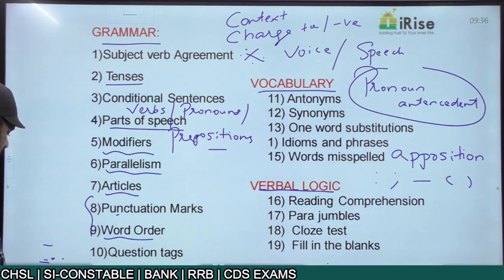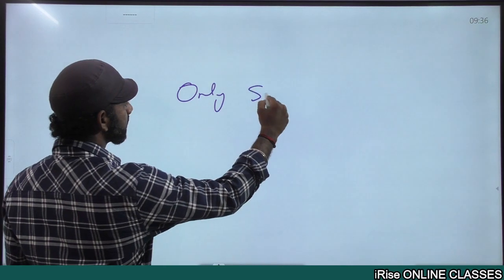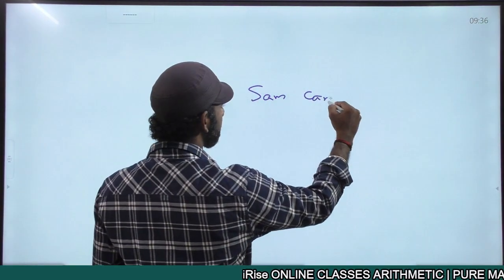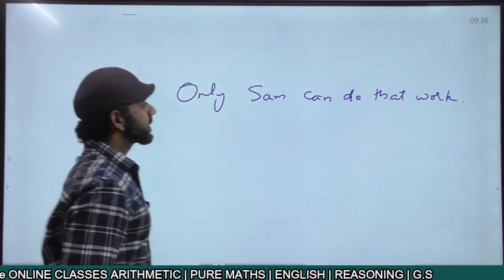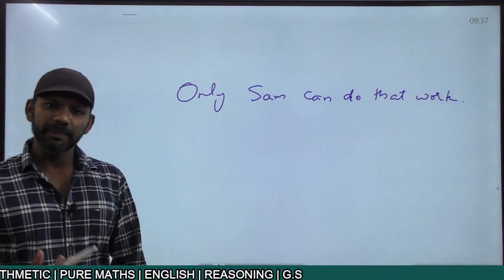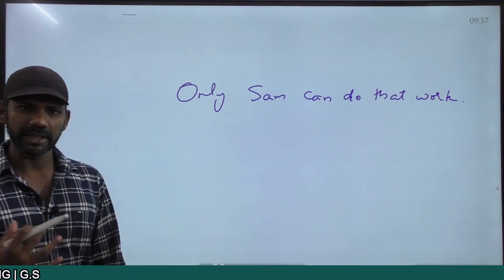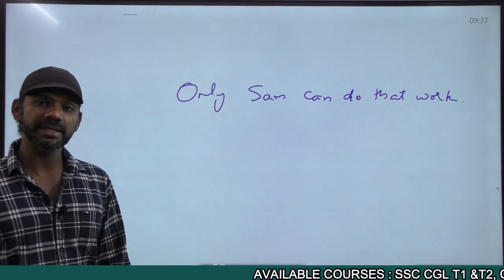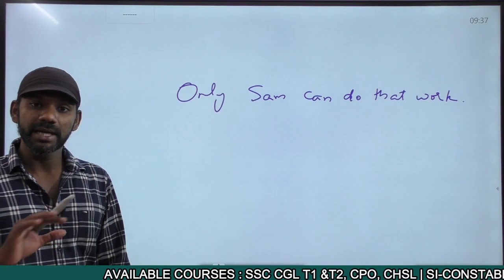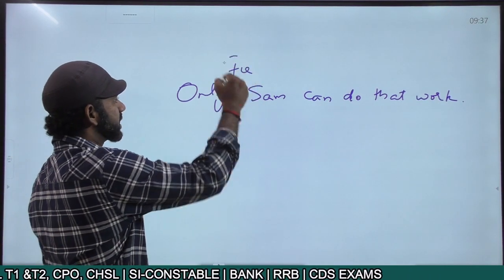If I go for a sentence, to give you an example, if I go for a statement like, only Sam can do that work. Only Sam can do that work. Am I praising him or putting him down? Only Sam can do that work. My question is, am I praising him or putting him down? Only Sam can do that work means Sam is the only person who can do that work. No one else can do that work. I'm praising him. The sentence is positively charged.